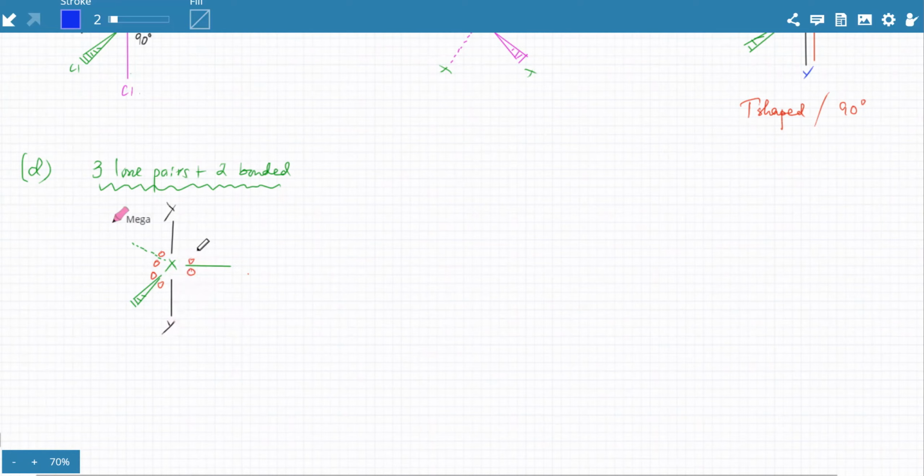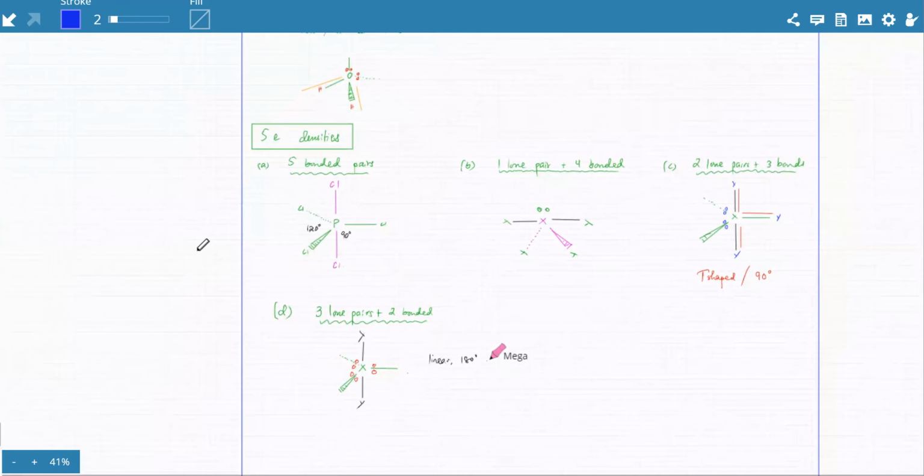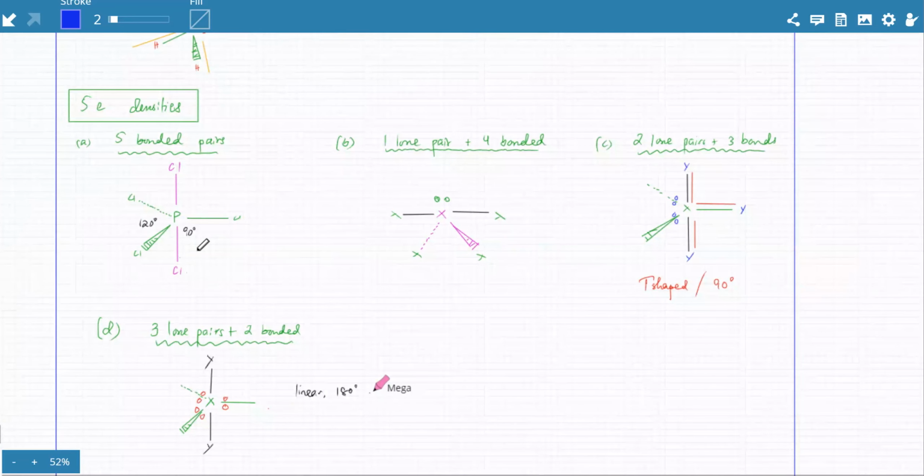ठीक है, Aman, is this clear? Yeah. So this one is linear and the angle is 180 degrees. So that's five electron densities. I forgot to write the name of the first and the second one. This is called trigonal bipyramidal. And this one is called a seesaw shape.